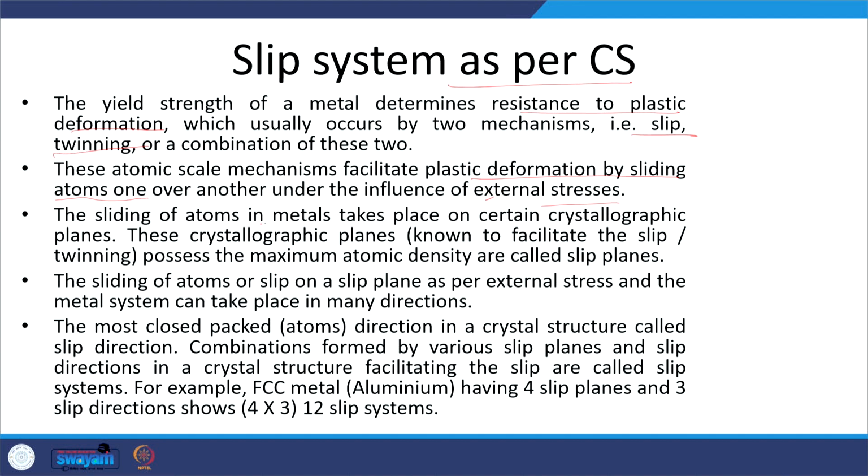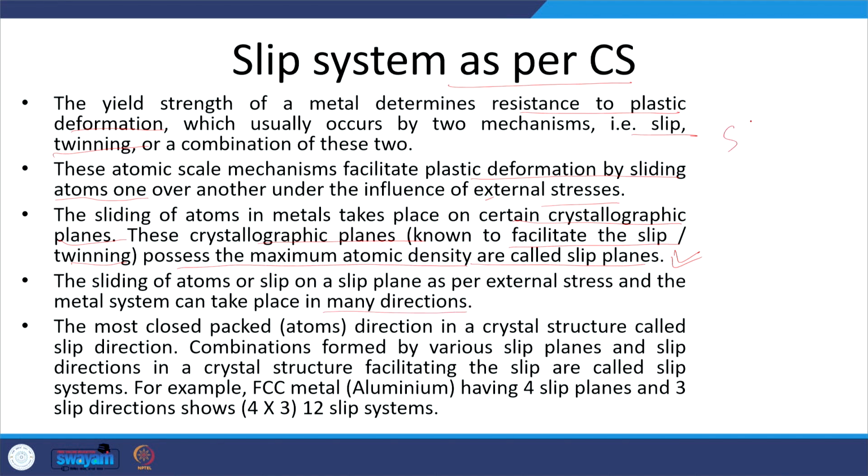Sliding of atoms in a metal takes place on certain crystallographic planes. These crystallographic planes, known to facilitate slip or twinning, possess the maximum atomic density. So, the planes having the maximum atomic density make the slip, or the deformation, easier. These planes are called slip planes. Sliding of the atoms, or the slip, on a slip plane, as per the external stresses and the metal system, takes place in many directions.